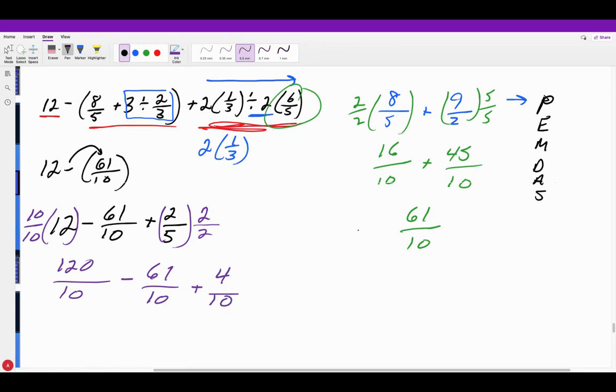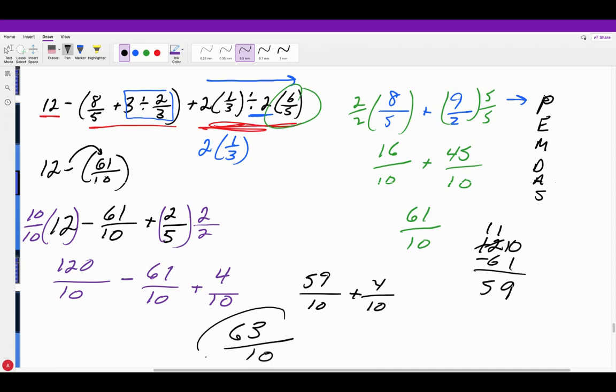And once we have common denominators, we can just add and subtract our numerators. So we can do 120 minus 61, which is then going to give me 59. So now I have 59 over 10 plus 4 over 10, which is going to give me 63 over 10. And that is our final answer. It cannot be reduced at all.